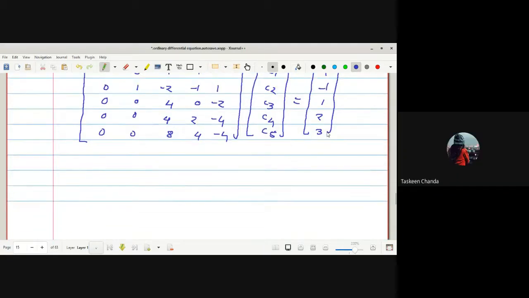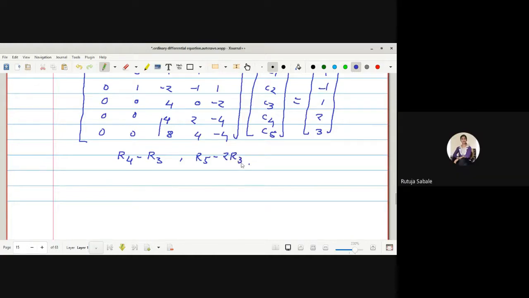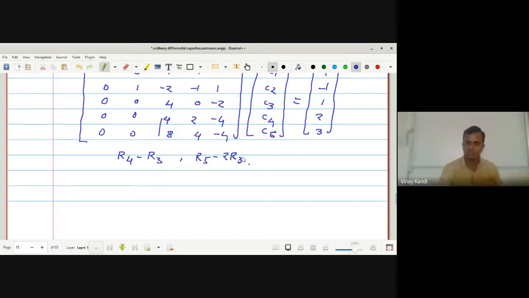सर. आता आपल्याला काय करायचे, हे टर्म्स झिरो करायचे. ओके सो here we get R4 minus R3 and R5 minus... R5 मधनं काय मायनस करावं लागेल युजिंग दिस रो? 2R4. सॉरी, R4 नाही, R3 ची. है ना. यूजिंग R3 we have to zero R5.